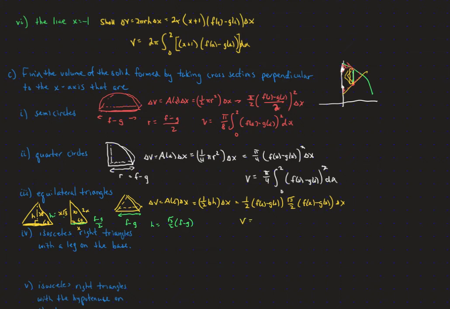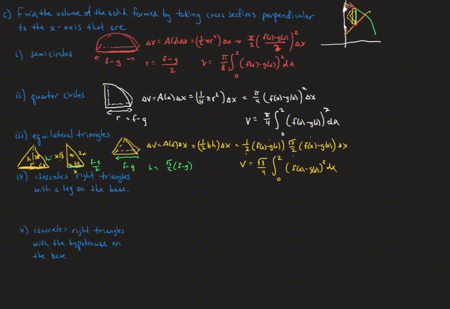So crazily enough, if we gather these constants together, that becomes a square root of 3 over 4 integral from 0 to 2, and again we get an f of x minus g of x squared, and that becomes a dx. Okay, let me slide this up a little. So now we're going to look at an isosceles right triangle with a leg on the base. Okay, this is kind of tough to imagine. Let me see if I can draw this for us a little bit.